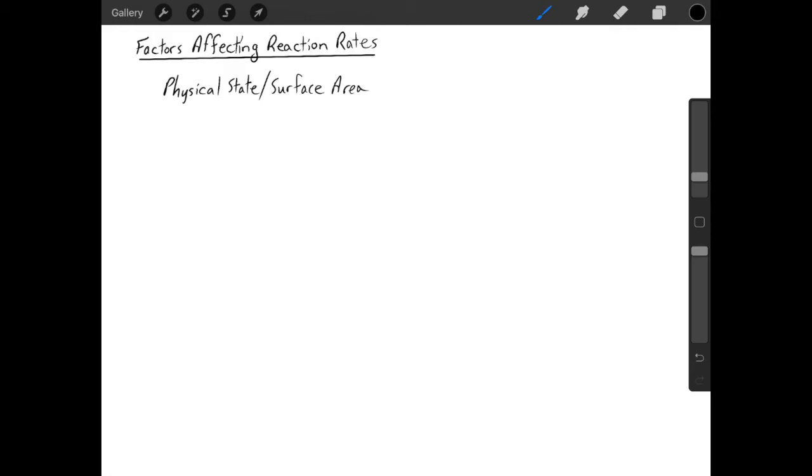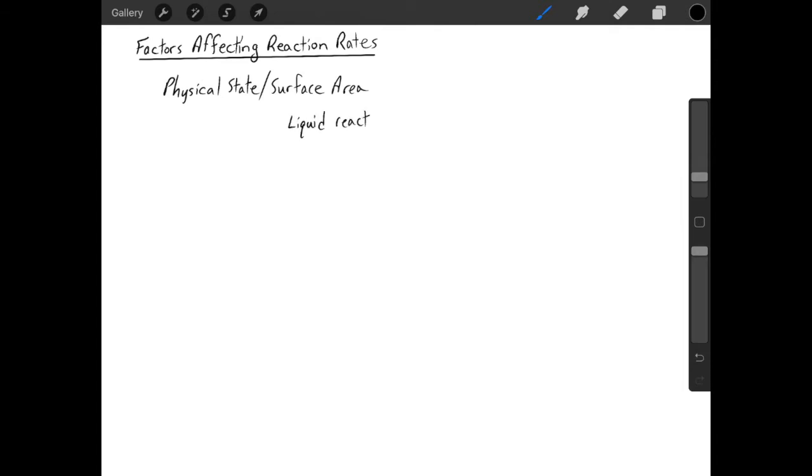The first factor that we'll consider is the physical state of the reactants, or the surface area of those reactants. They're not exactly the same thing, but they're definitely going to affect the reaction rate based on similar arguments. Reactants need to come together or collide in order to react with one another. And reactions where the reactants can easily interact are therefore more likely to happen quickly.